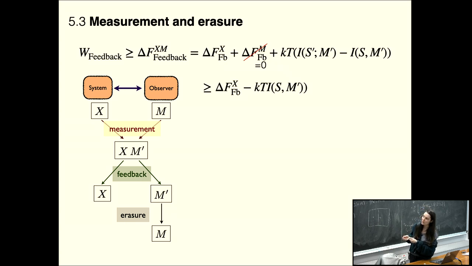So if I'm using all the information I have on my system, it means that at the end, this mutual information between the system and memory... So here you see, I assume that I've changed the state of the system. This way you have an S prime. And so if I'm trying to extract as much as possible, this should be equal to zero. And then I will obtain that the work I have to perform on my system is equal to the change of free energy of X minus this quantity. So here it's taken into account the fact that X can be modified.